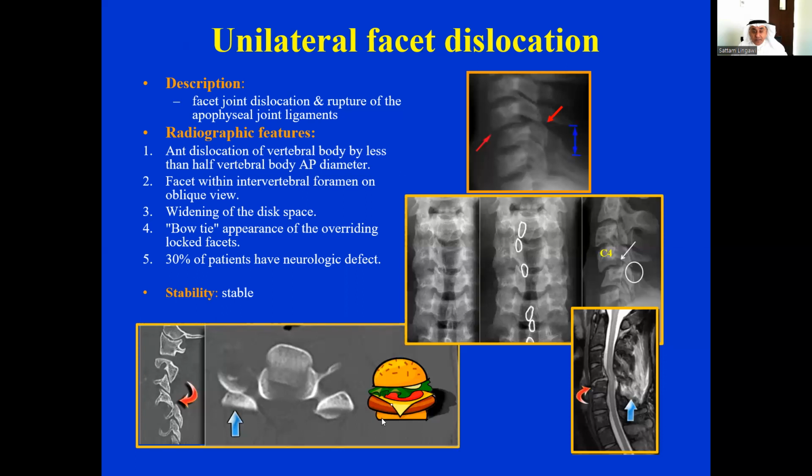This is the usual appearance of the hamburger with the bun above and below. Now, if this is the bun above, then there's no bun below. The bun below has moved anteriorly. This is the reversed hamburger sign. The complete lock and uncoverage of the facet of the vertebra. This facet has slid anteriorly, uncovering this facet.